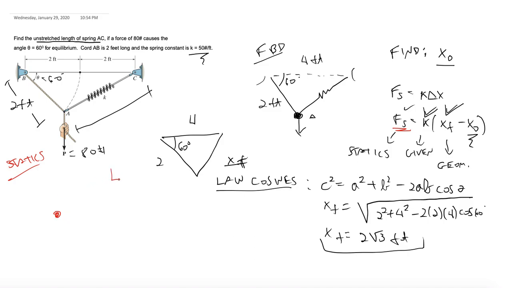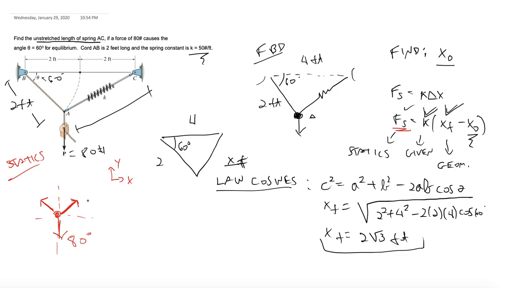I'm going to say that X is positive to the right, and Y is positive up, okay? So imagine a coordinate system here at A. We have the force of the spring pulling us that way. The force of that cord goes that way. And P goes down, okay? It's given as going down.